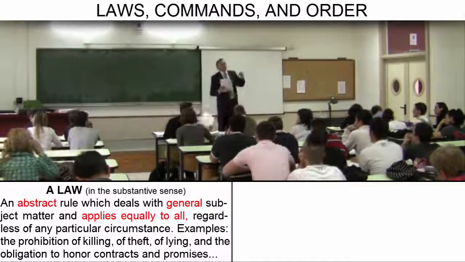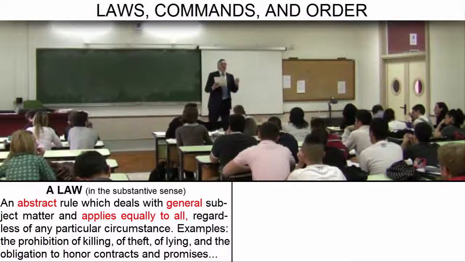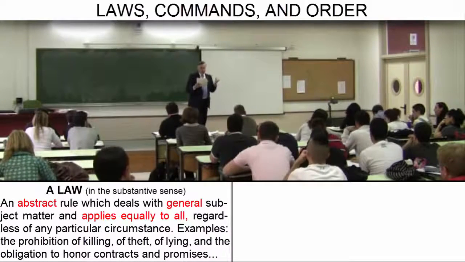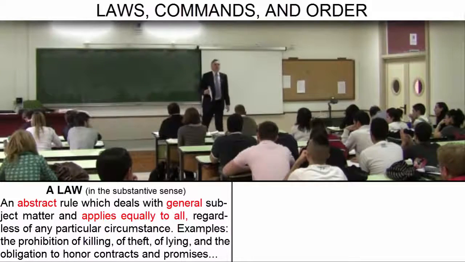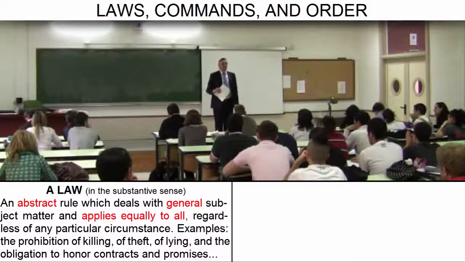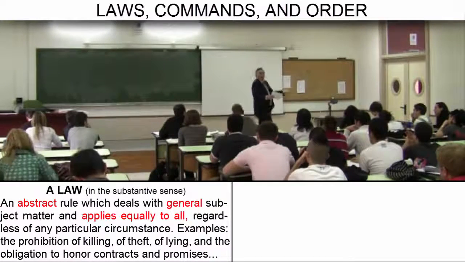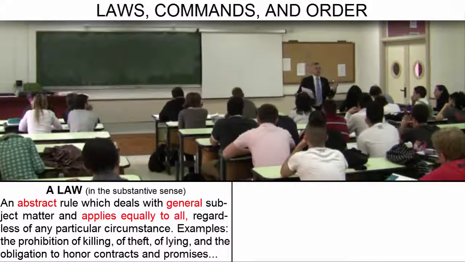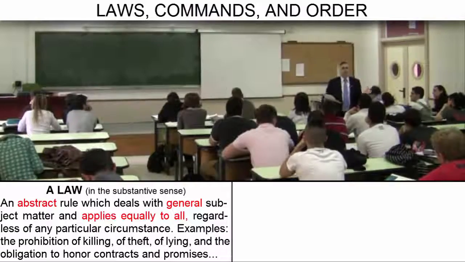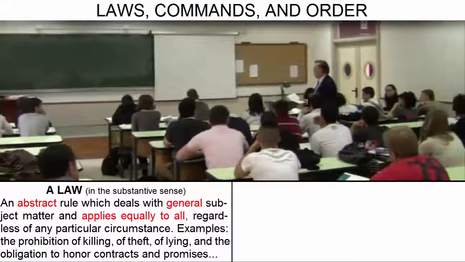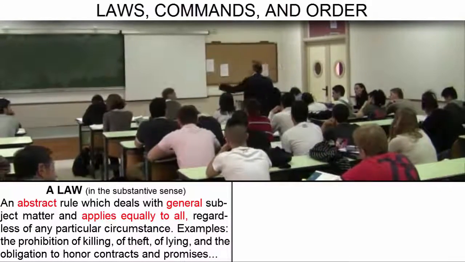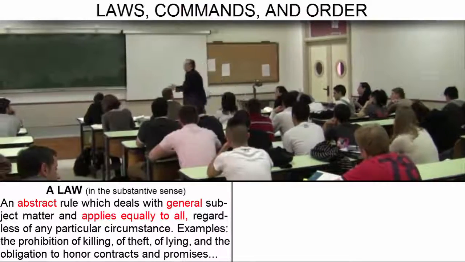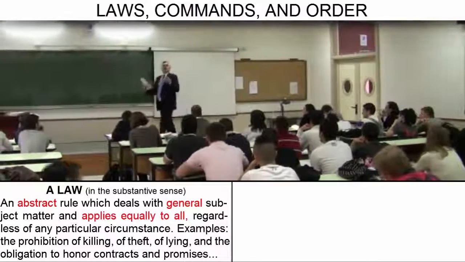For example, no killing. In other words, homicide, the killing or murdering of a person, is prohibited. This is an abstract rule. It applies equally to all. It takes no particular circumstance into account. So, if I were to kill my wife, I would be a murderer. And if my wife were to kill me, she would be a murderer. A murderer cannot invoke particular circumstances.